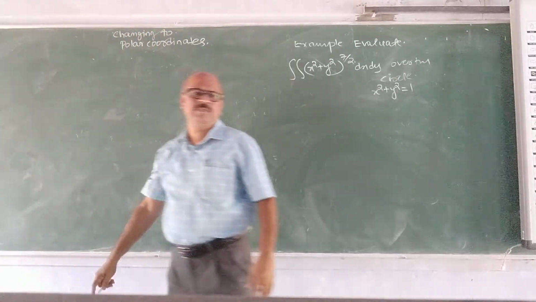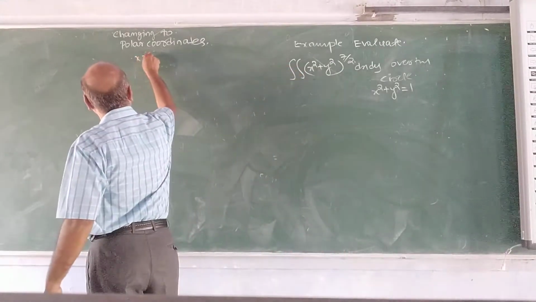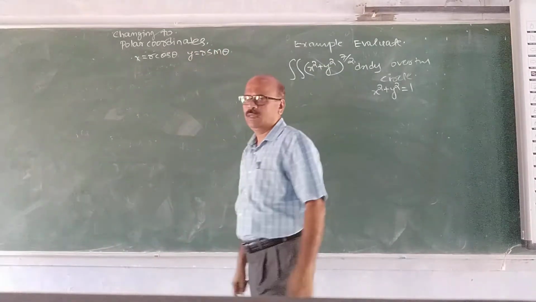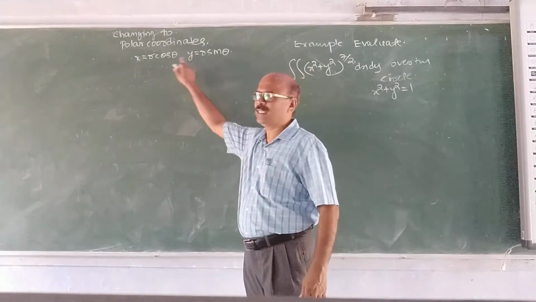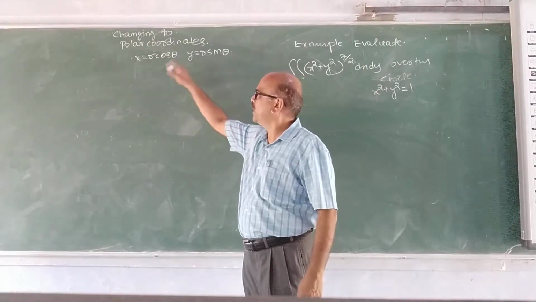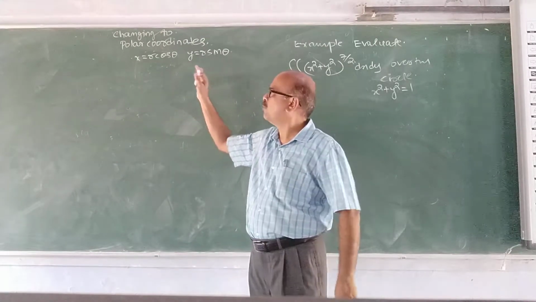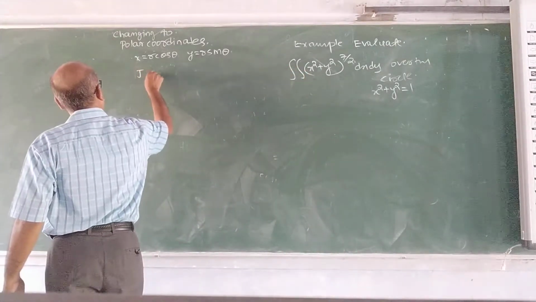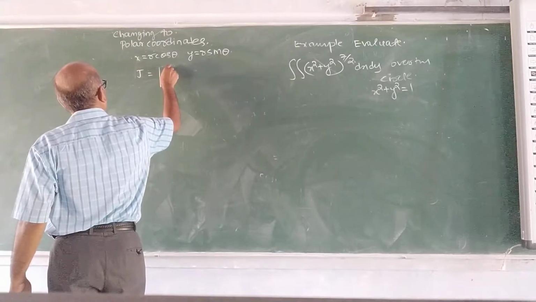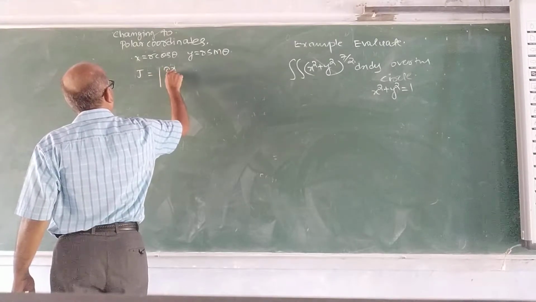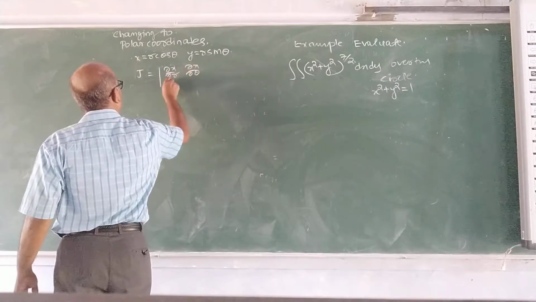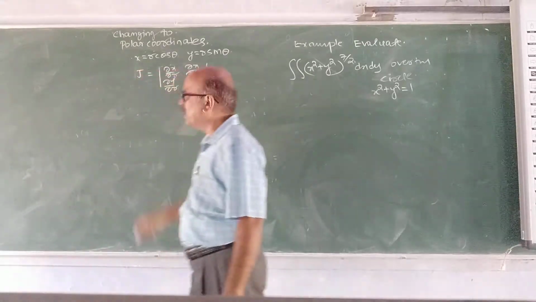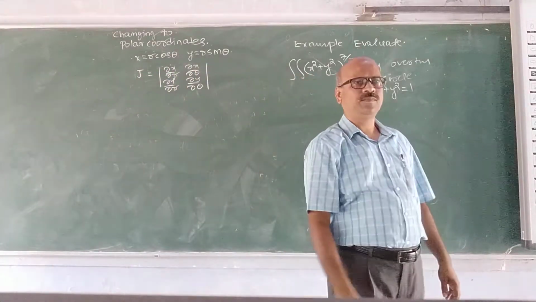What are polar coordinates? x = r cos θ, y = r sin θ. If you change xy to rθ by this substitution, we have changed xy to the polar rθ plane. Now in this case, what is the first thing? J, the Jacobian, you have to find out. It is the determinant of ∂x/∂r, ∂x/∂θ, ∂y/∂r, ∂y/∂θ.